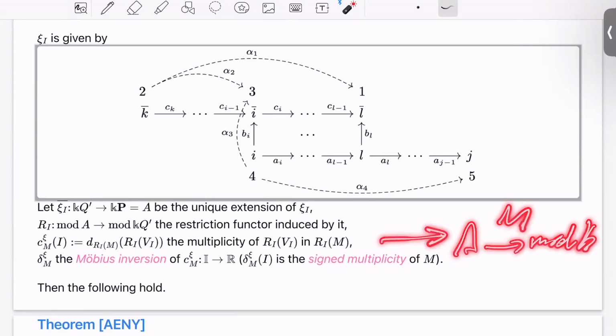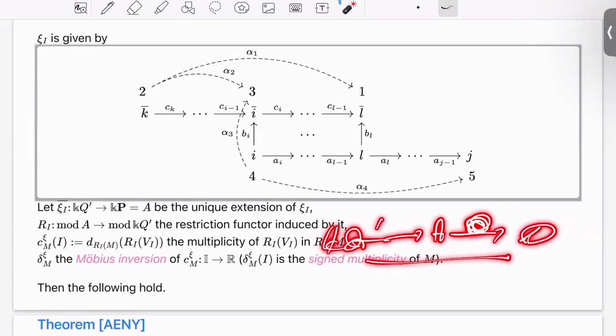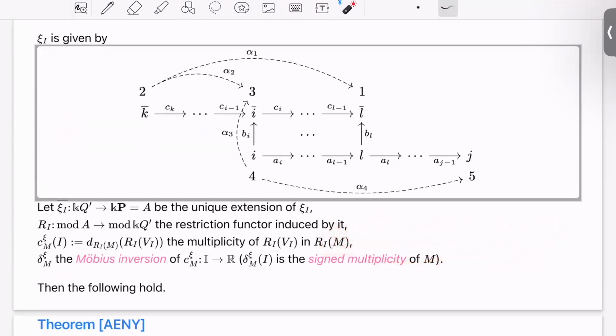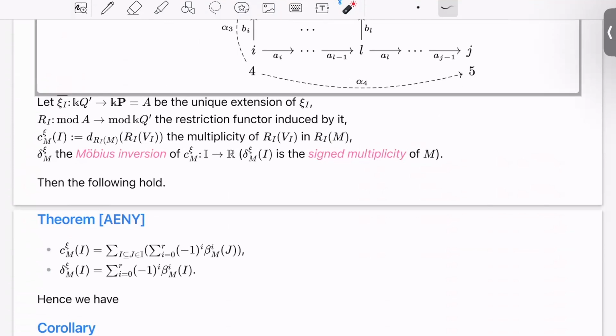And then we have here the restriction, KQ prime. So this is sent to this component to have a restriction functor. Then all A-modules are sent to KQ prime modules. It is very easy, just an M shape, zigzag. And then define C_M(I) to be the multiplicity of R_I V_I in the indecomposable decomposition of R_I M. This is denoted by D.